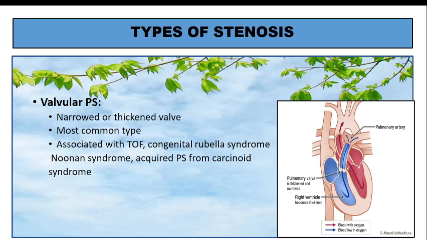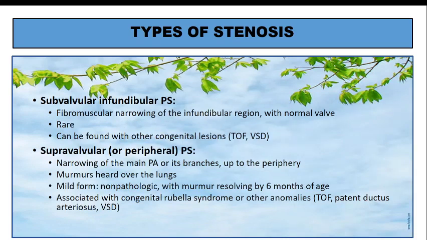Okay, valvular pulmonary stenosis is a problem. कहाँ पे? Valve में ही problem है. Now with subvalvular infundibular pulmonary stenosis, उसका मतलब valve के नीचे की तरफ. So fibromuscular narrowing of the infundibular region with normal valve. Okay. Valve normal है, but the problem is valve के नीचे का portion बहुत narrowed है. So that is fibromuscular narrowing of the infundibular valve.